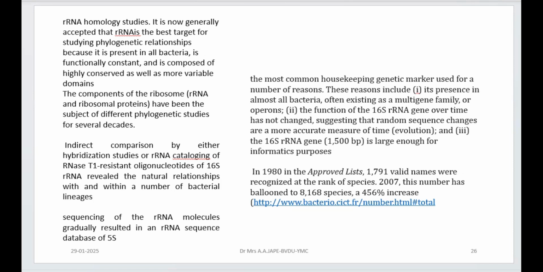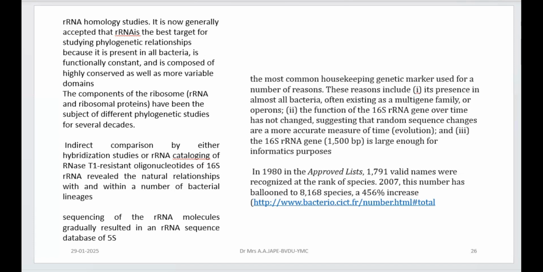The reason it is used as a taxonomic marker is, as I said earlier, it is composed of highly conserved as well as more variable domains. That is one. It is present in almost all bacteria, often existing as a multigene family or operons, right? Then the function of the 16S rRNA gene over time has not changed, suggesting that random sequence changes are a more accurate measure of time. So it will show the divergence, as I said.